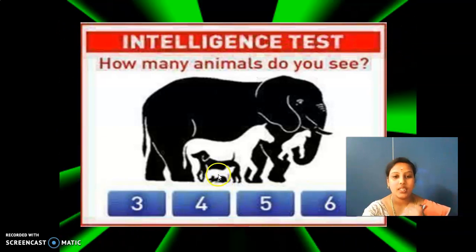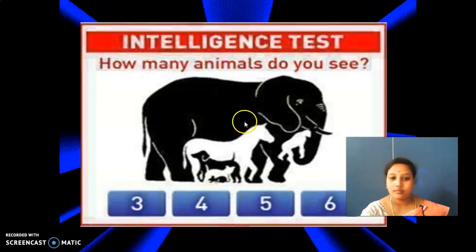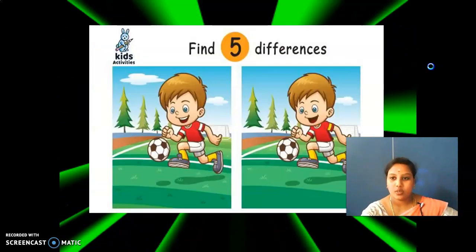Okay, I'll do one thing. I'll help you out. I'll find 3 for you. The rest you have to find by yourself. Okay? Done? See here. Here is the whole elephant, 1. And this is 2, horse. 3 is dog. So the rest you are going to find by yourself. Is that clear? So I found 3. The remaining 3 you are going to find. Okay, come, we'll move on to the next one.